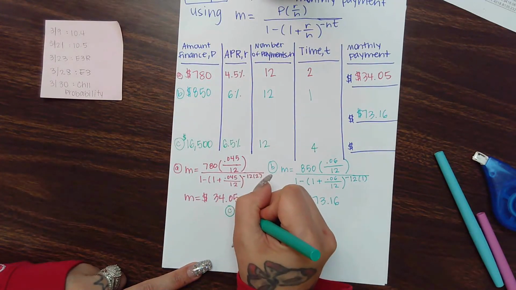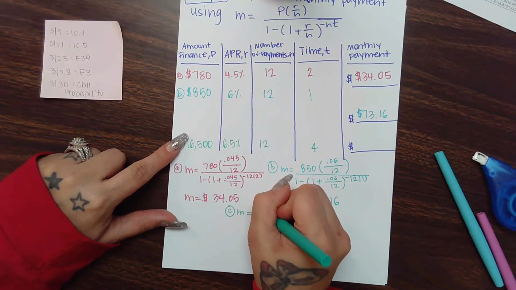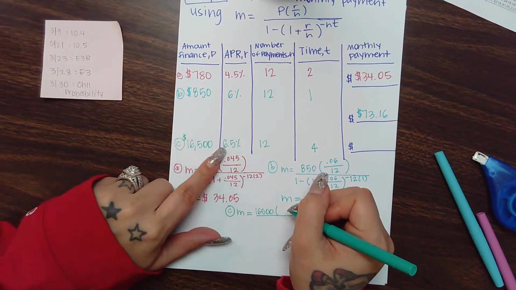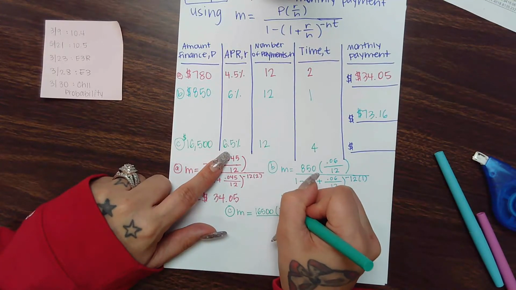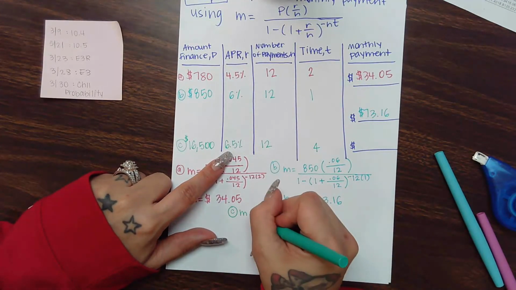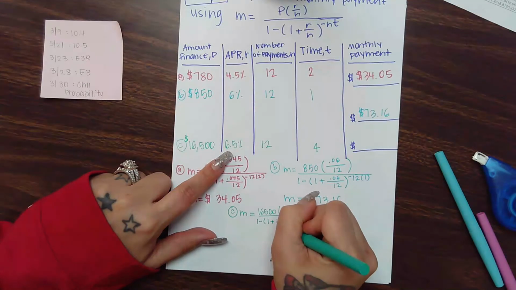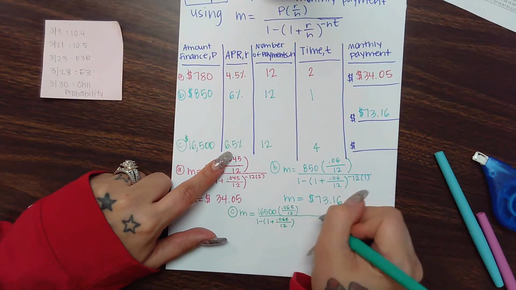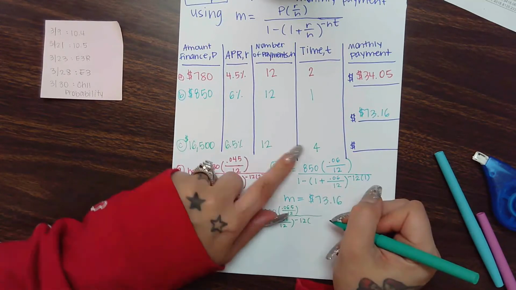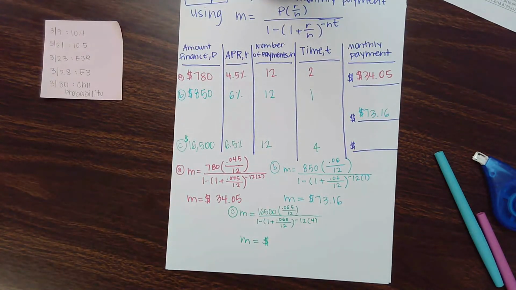C is M equals fraction bar. It's P times R over N. My P is 16500, open. 6.5 as a decimal is 0.065. Divide that by 12, close it. In the denominator, we have 1 minus open, 1 plus 0.065 divided by 12, closed. Raise that to the negative n, which is 12, times t, which is 4. And then here, we get a dollar amount, which is our monthly payment for this item with all of this information. What do y'all get?